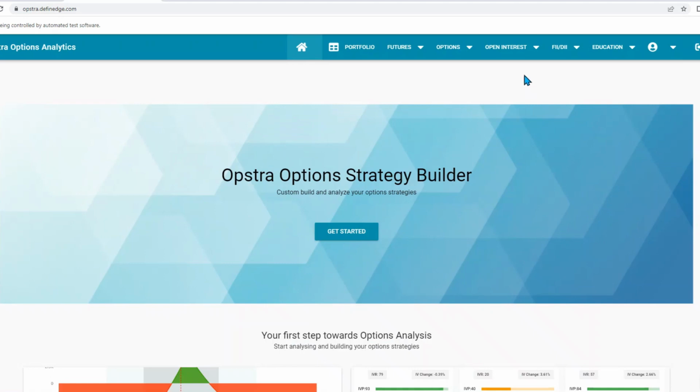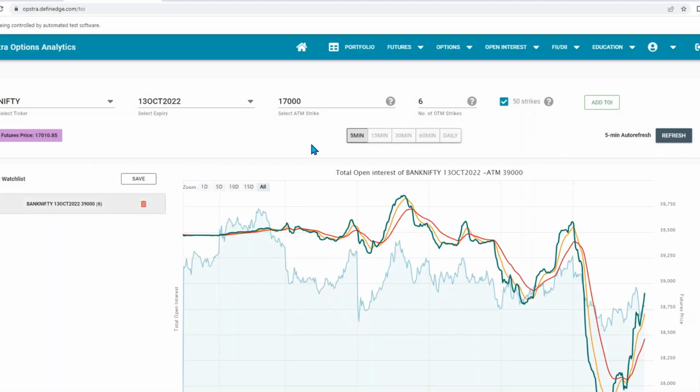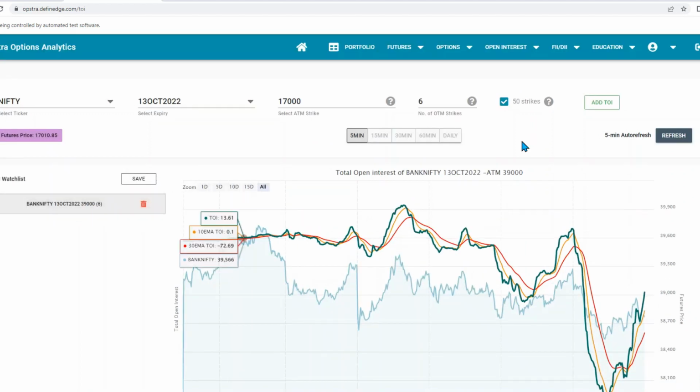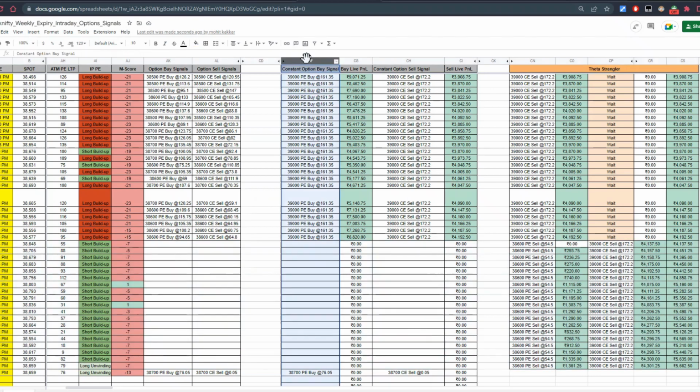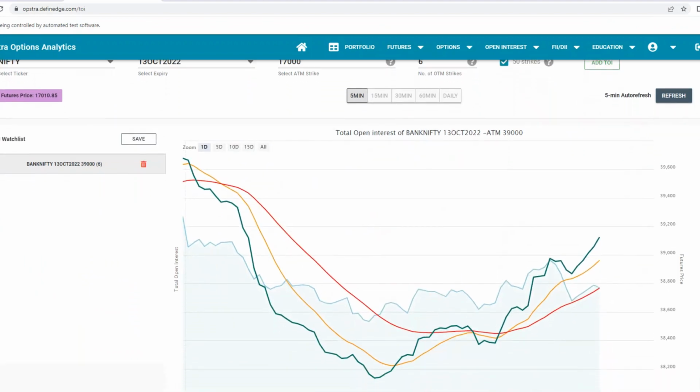Okay, so this is the Opstra website. Here we go to open interest, go to the total open interest. This is the paid feature of Opstra. Here I've already saved the TUI watch list for the 39,000 strike because that's the strike we were discussing for the option buying or option selling. Okay, so here we click on the intraday 1 day view.